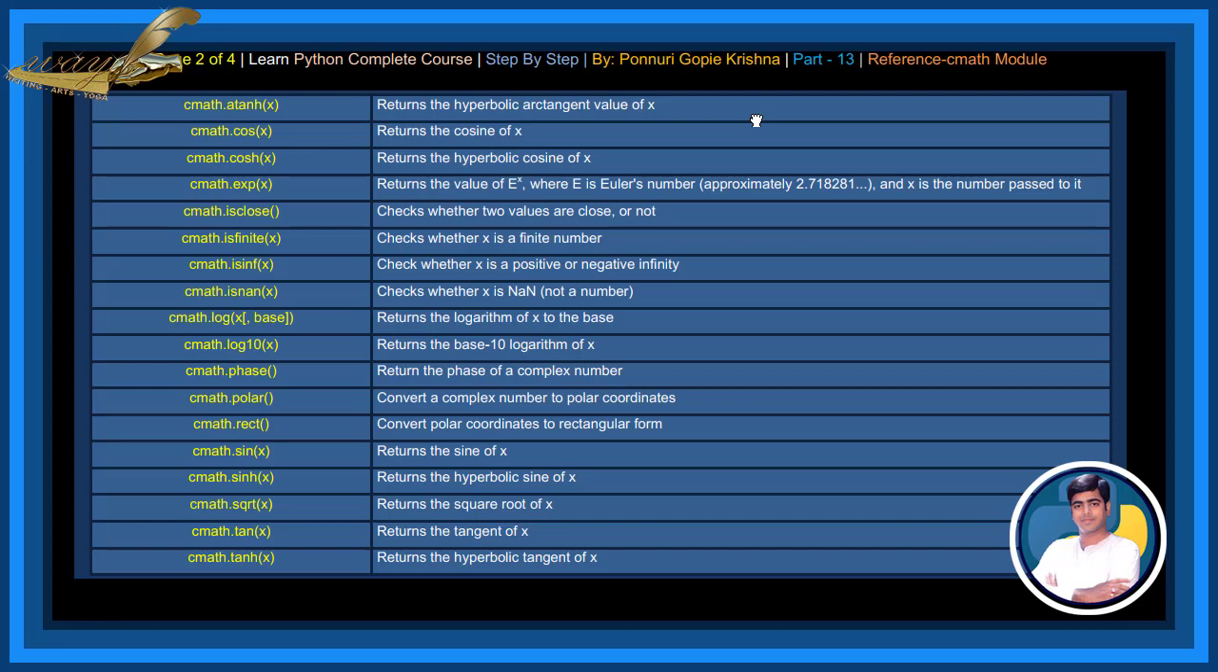cmath.isclose method checks whether two values are close or not. cmath.isfinite method checks whether x is a finite number. cmath.isinf method checks whether x is a positive or negative infinity. cmath.isnan method checks whether it is a not a number.